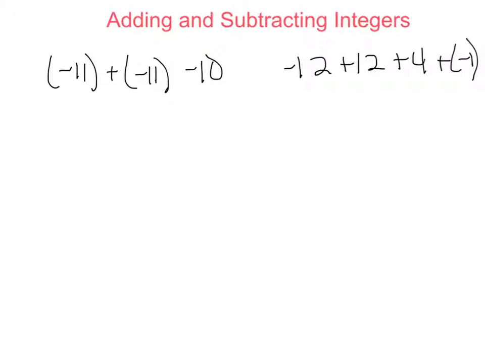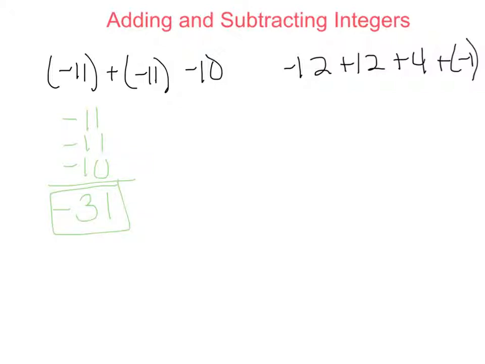Alright, when you have a group of numbers to add, look for all your positives, add them together. Look for all your negatives, add them together. In this first example, we have all negatives. So we're going to go ahead and add all the negatives together at the same time. So we get 31. Since they're all negative, our answer is also negative.